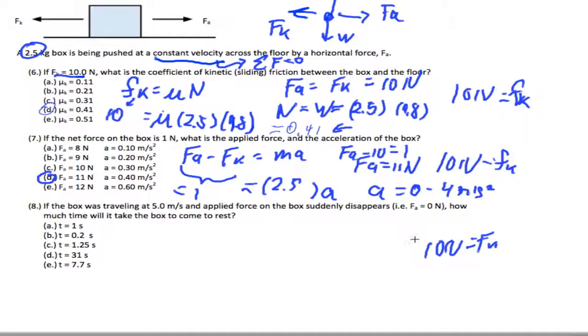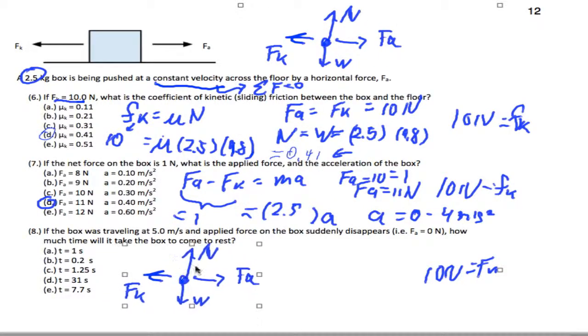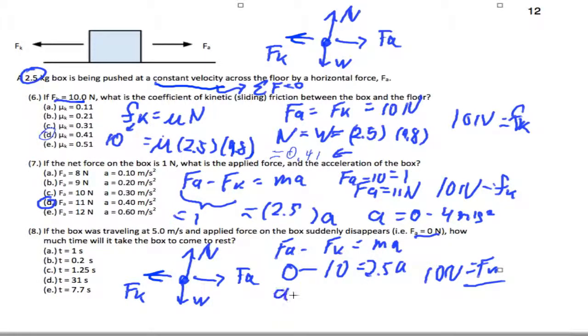Finally, last part. Let us take this free body diagram from up here and move it down to here. We're told that the applied force is 0, so let's set up our equation. We have Fa minus Fk equals ma. We're going to end up getting a different acceleration, and therefore a different time for whatever it is that we want. So we have 0 now, minus the friction force, which is still 10, equals 2.5 times a. So I'm going to end up getting that a is negative 4 meters per second squared.